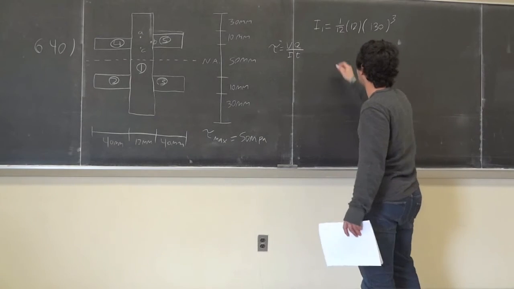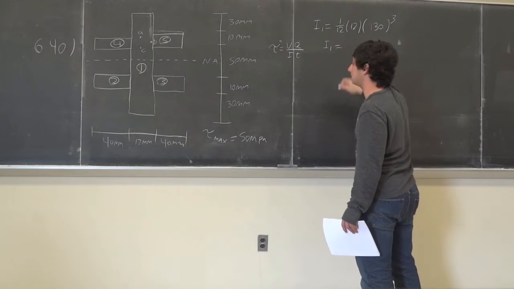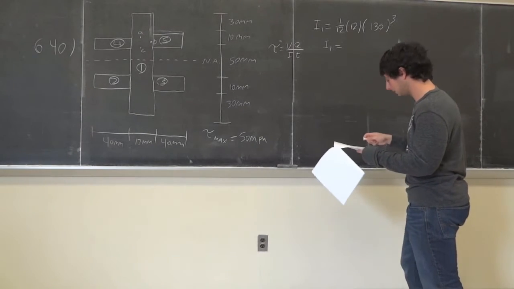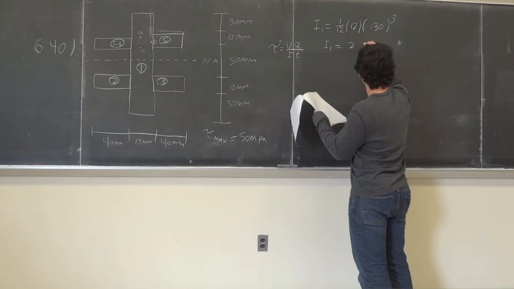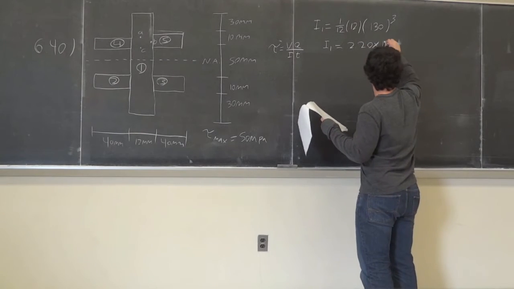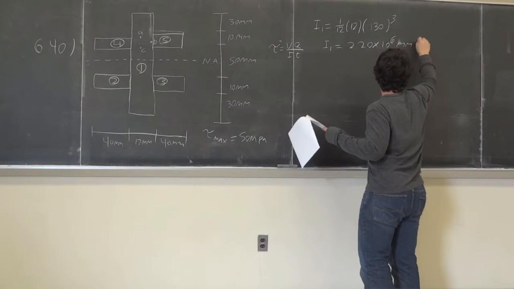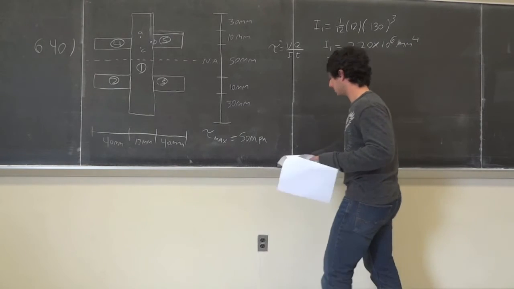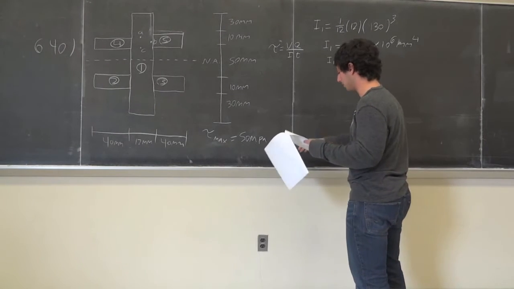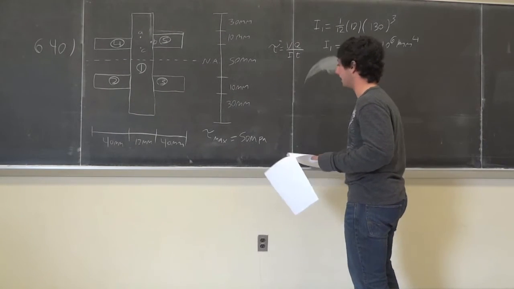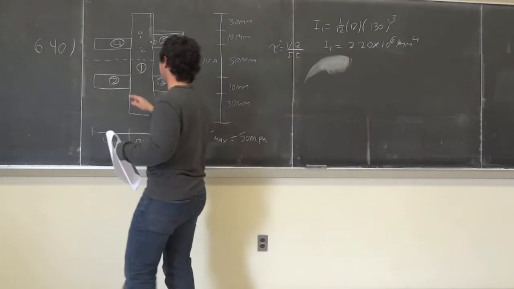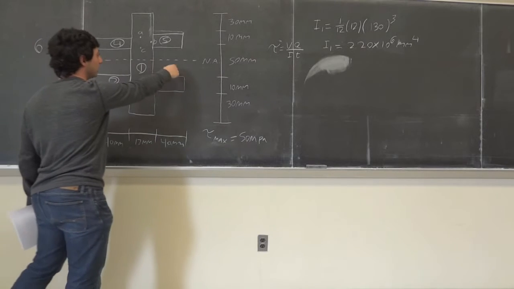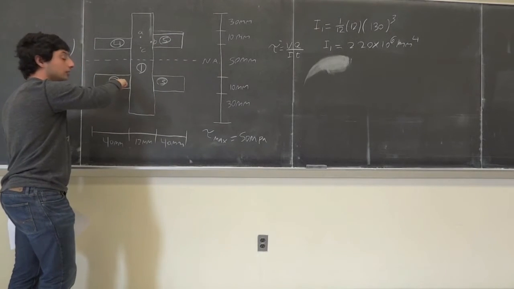So I1 is equal to 2.20 times 10 to the 6 millimeters to the 4th. We don't have to convert it to meters yet; we'll do that at the end. Now let's find I2, I3, I4, and I5. Notice the neutral axis is here and it's symmetrical on both sides.